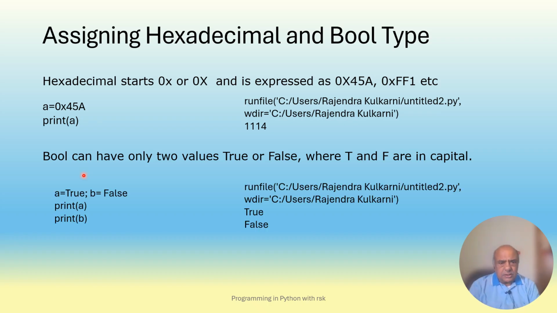Again, when we assign true to A and false to B and display these values of A and B on the screen, we get true and false as the output. A float type has a range of 1.8 into 10 raised to 308. It's a huge range.